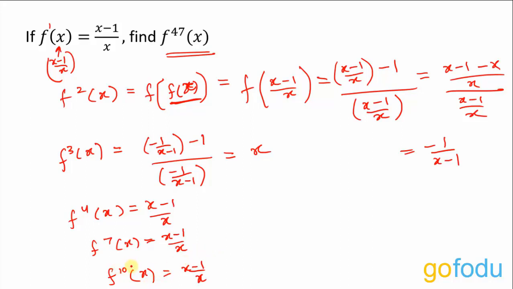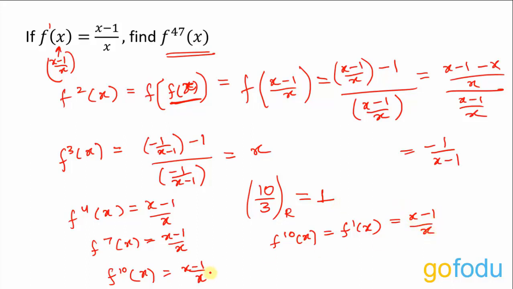To get f10x directly, we will divide power of 10 by 3. 3 is our cycle, so we will divide 10 by 3 and the remainder will come out as 1. That simply means f10x is equal to f1x. This remainder is 1, that means f10x is equal to f1x. That is nothing but x minus 1 upon x, which we can see here as well.